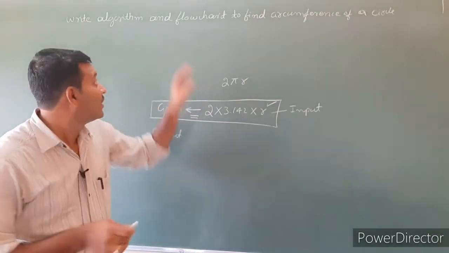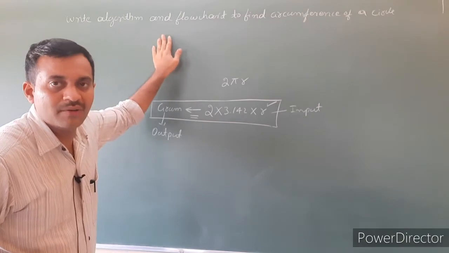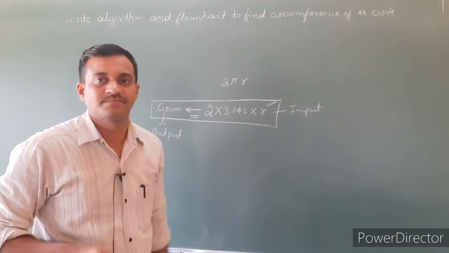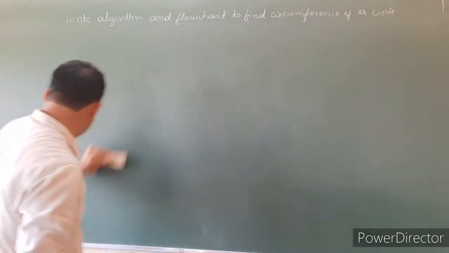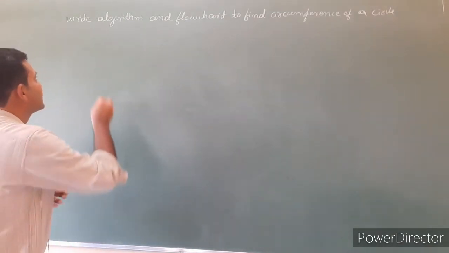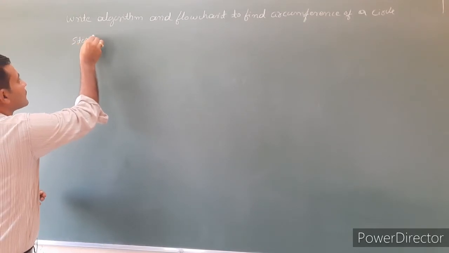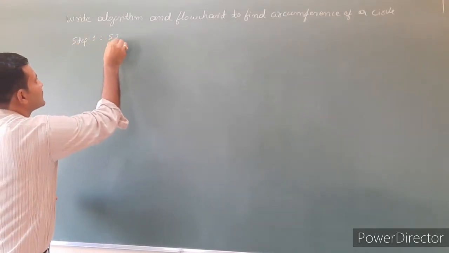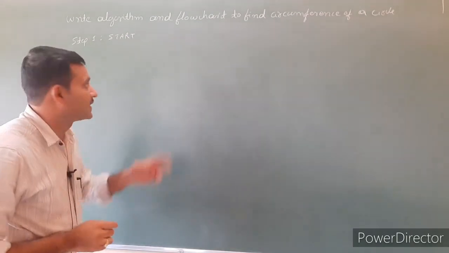So design has an algorithm and a flowchart. Here we are going to write both the algorithm and the flowchart. First, write the algorithm. Algorithms begin with a step number, that is step 1. Beginning of the algorithm, that is start.